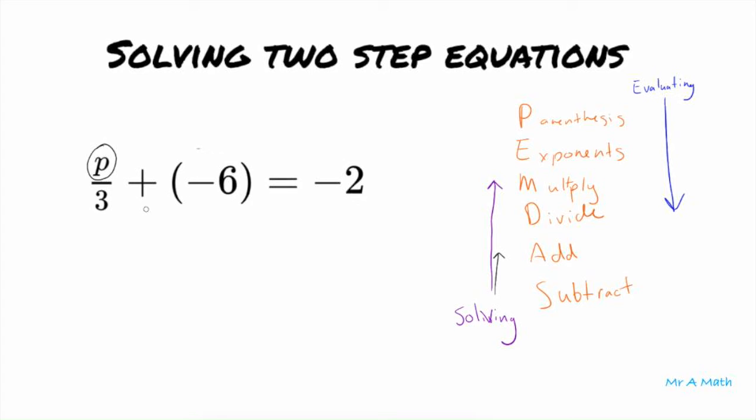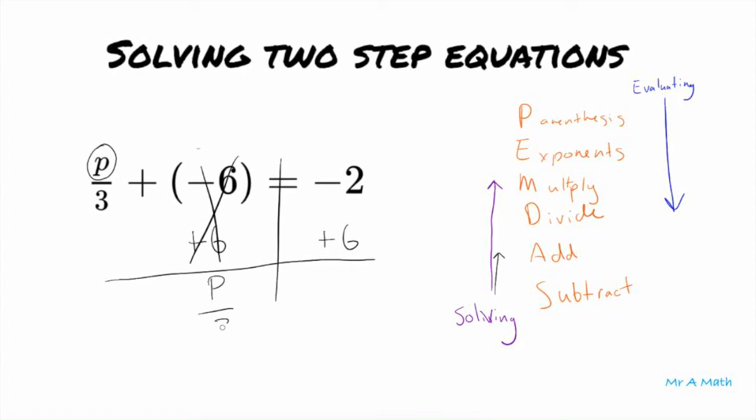What do I need to do to undo adding -6? What do I need to do to this side to get rid of this plus -6? If I just add +6, the -6 and the 6 will cancel, so that's good. I'm going to add +6 to this side also, because it's an equation and I have to keep it balanced, and adding the same amount to both sides will do that. Now, what am I left with when these cancel out to 0? I'm just left with p divided by 3 is equal to -2 plus 6, which is 4.